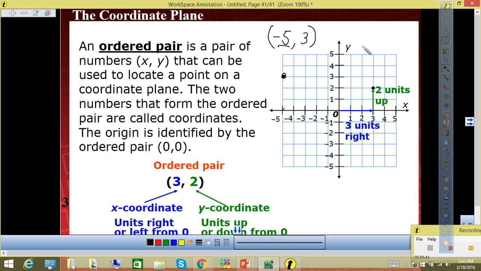Yes. Next. Let's say I give you the point -3, comma -4. I start at the point of origin. I go 3 steps to the left and 4 down. There it is.